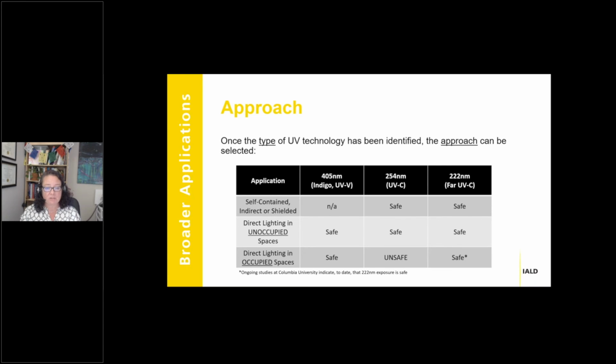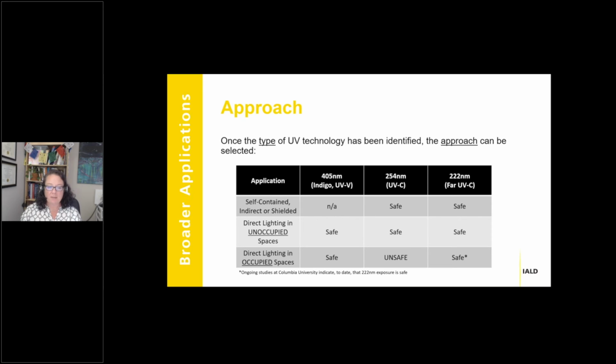Finally, the newer 222 technology, as I said, is very promising. The preliminary studies are showing that it is safe to be used in occupied spaces because it essentially can't penetrate the outer layer of our skin and eyes. That makes it suitable for use in occupied and unoccupied spaces, in direct and indirect applications, because it doesn't carry the same risk as traditional 254, but has many of the same germicidal properties.